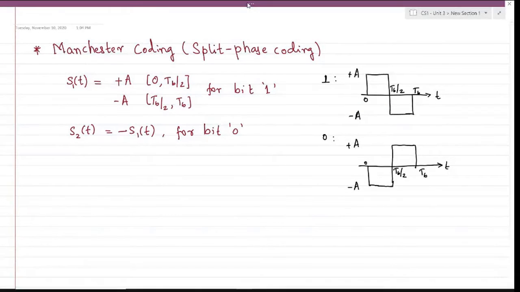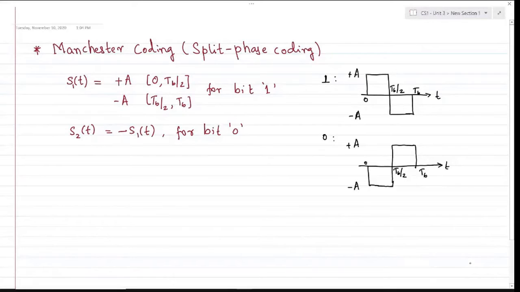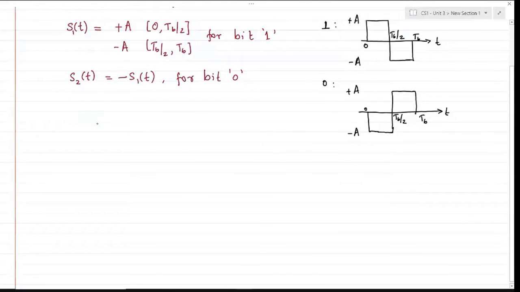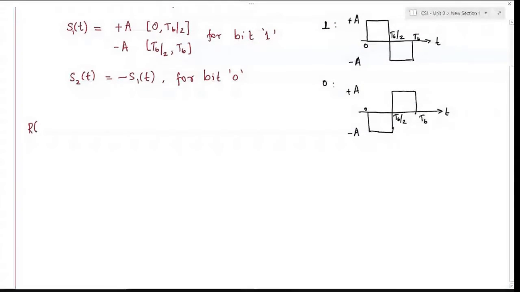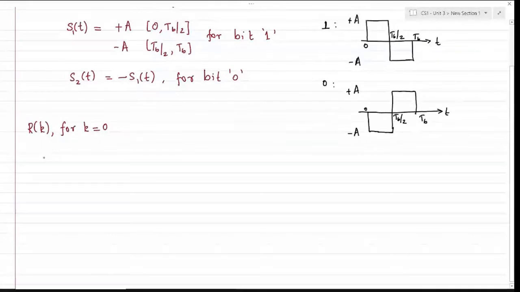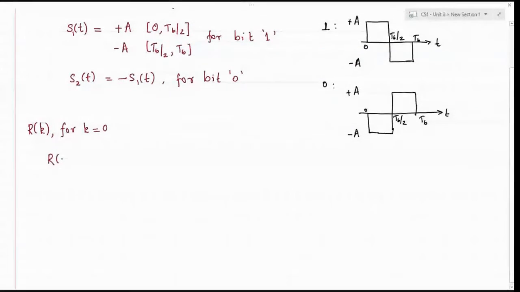Okay, so let's try to analyze this type of line coding. What could be the advantage or disadvantage of such a scheme? Again, we'll calculate the power spectral density. For that, I'll calculate the autocorrelation function, which is interesting. Let's first find the autocorrelation function. Similar to previous cases, I'll first take k equal to 0, so R of 0.